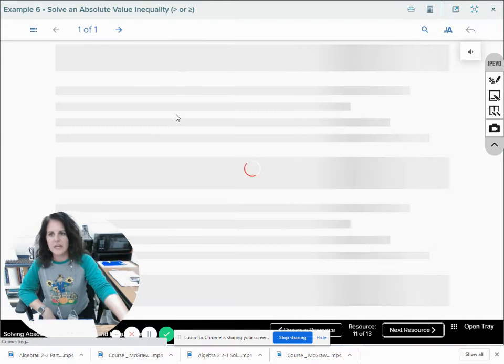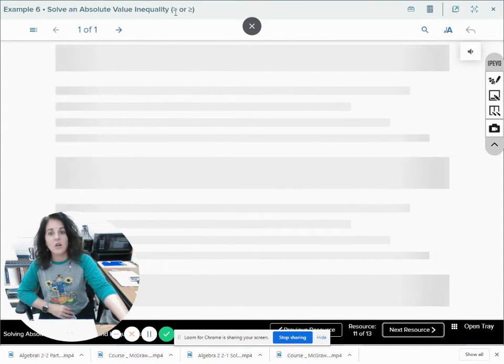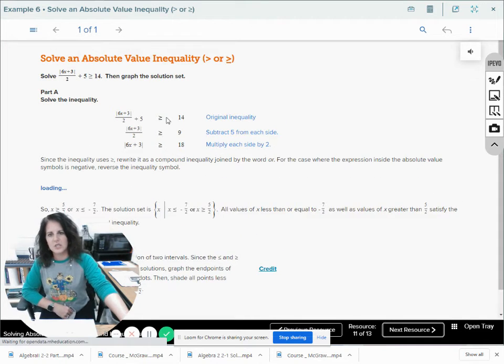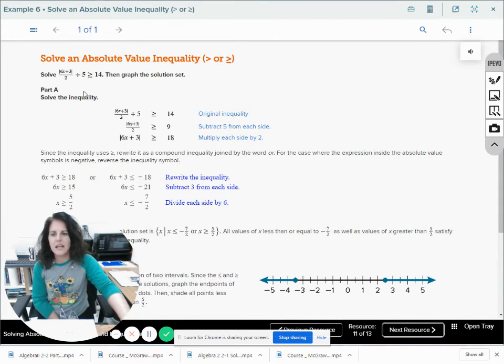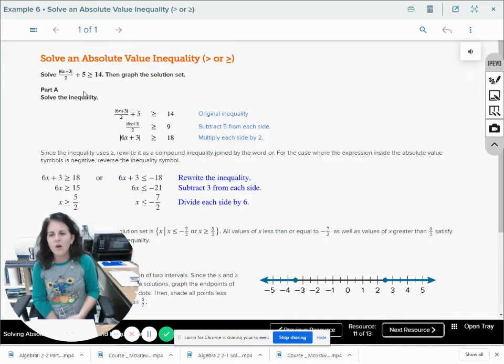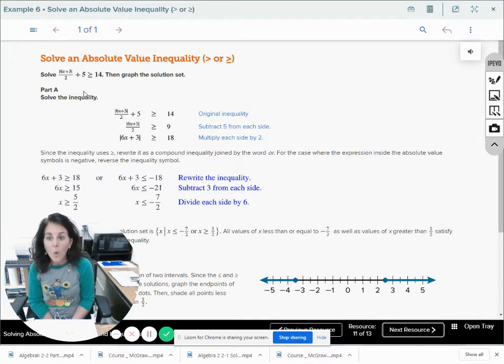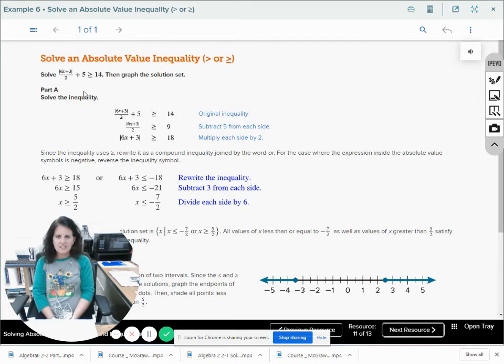Okay, so looking at example 6, we're looking at greater than problems. So these are the ors. We have the absolute value of (6x plus 3) all over 2, plus 5, is greater than or equal to 14. So first we know to isolate, isolate, isolate. I've got to get rid of that plus 5 by subtracting 5 from both sides. Then I've got to get rid of that divided by 2 by multiplying both sides by 2. So I end up with the absolute value of 6x plus 3 is greater than or equal to 18.